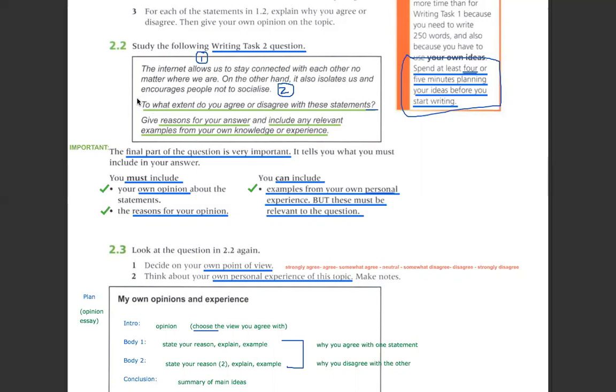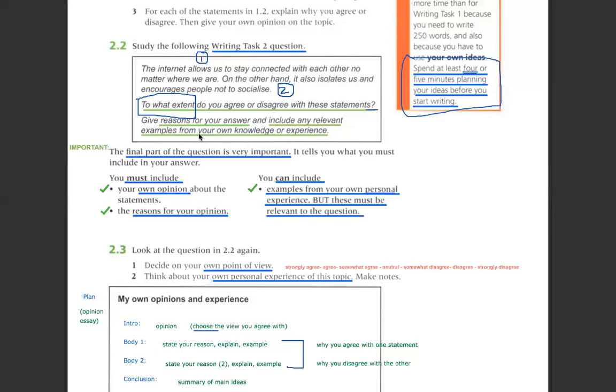If you have a look at the question, it also says to what extent. All right, so you could decide whether you strongly agree. You could say, I strongly agree with the first statement, and I somewhat disagree with the second statement. So that could be your opinion as well.